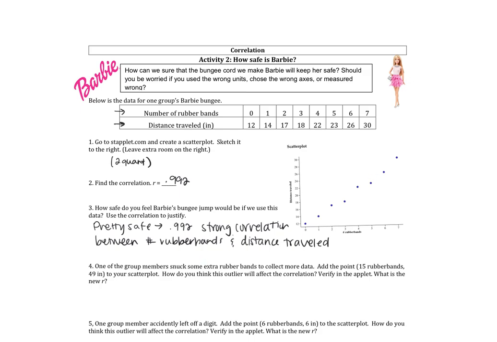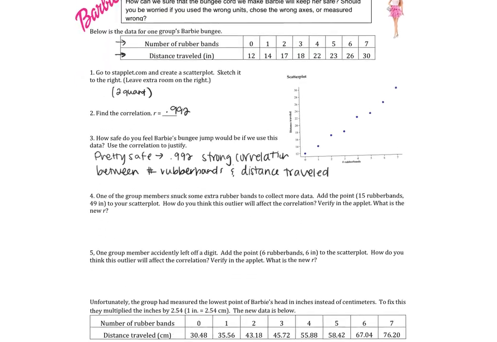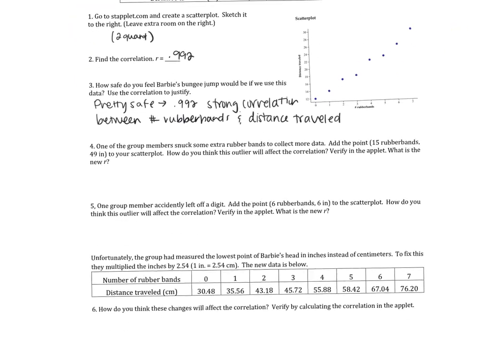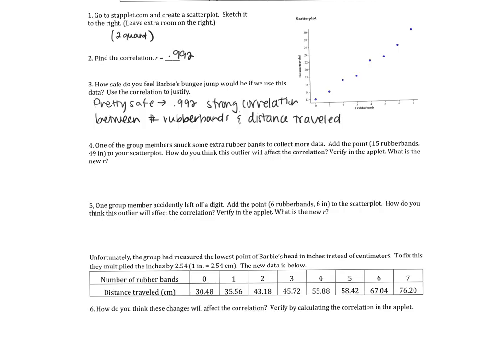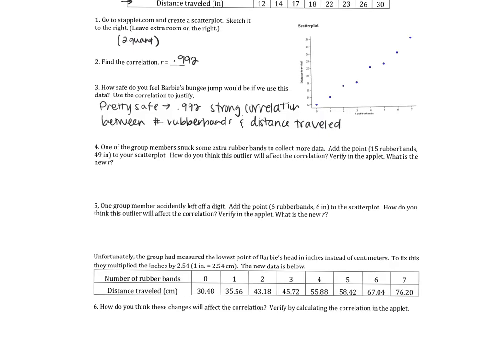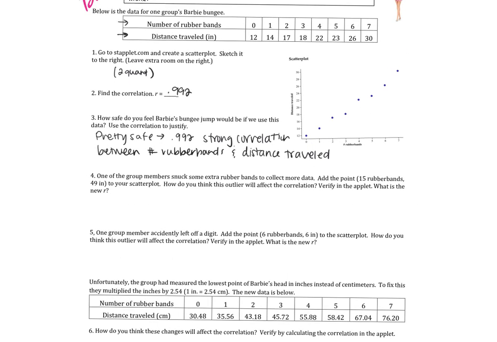One of the group members snuck some extra rubber bands to collect more data. Add the point 15, 49 to your scatter plot. How do you think this outlier is going to affect the correlation? So when you add that outlier in, it's somewhere way out here, further away both in the X and the Y direction.